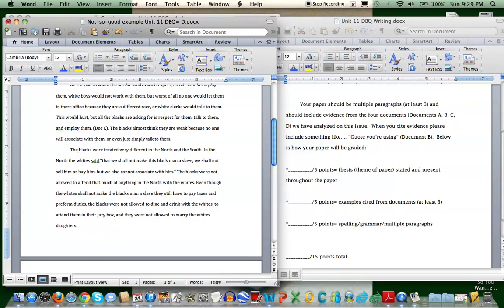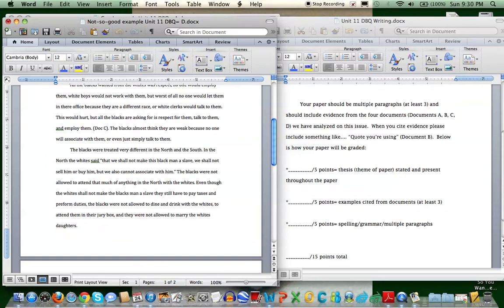But again, you might want to say the blacks were treated very different in the North and the South, and maybe your second sentence, this might be better, would say something like, the blacks were treated very different in the North than in the South. In the North, the free blacks had, and then tell me about the free blacks. In the South, the slaves had, and then get into that.